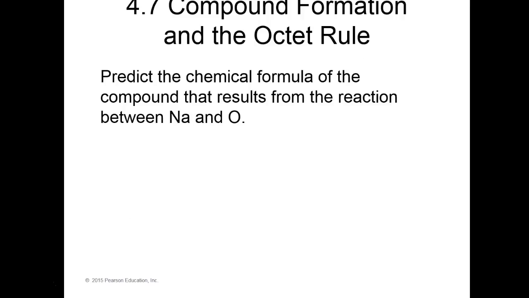Predict the chemical formula of the compound that results from the reaction between sodium and oxygen. Pause the computer here, look at your periodic table, and see if you can figure out how many electrons are given between each one.